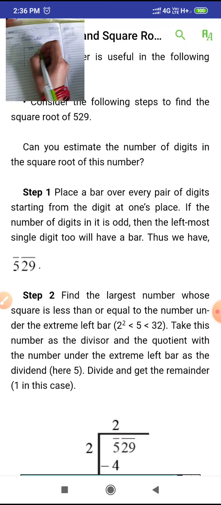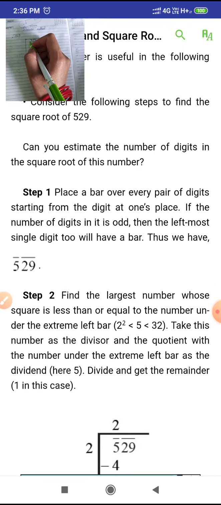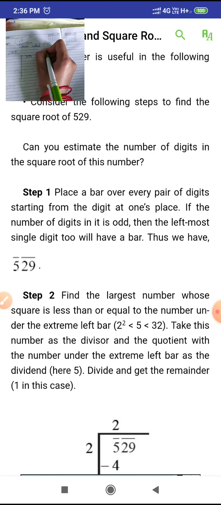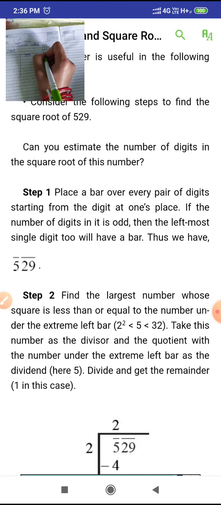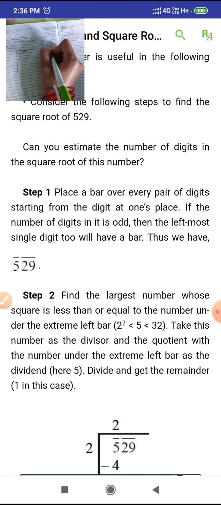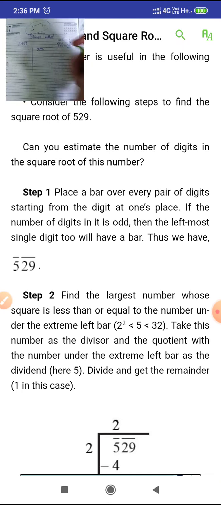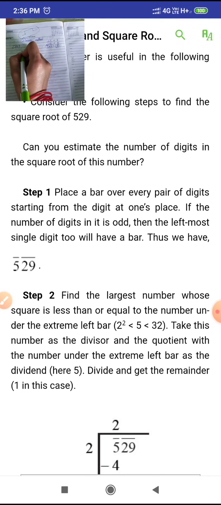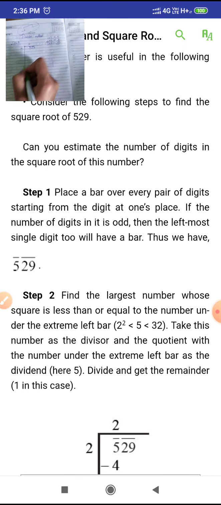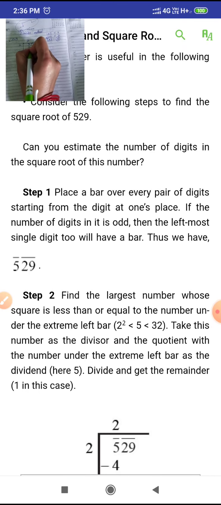So then we divide by a number whose square is less than or equal to 5. The square of 1 is 1, the square of 2 is 4 and the square of 3 is 9. And we all know that 9 is greater than 5, so we cannot take 3 as the divisor. So we take 2 as the divisor and we write 2 here and here. 2 2s are 4 and we have remainder 1.